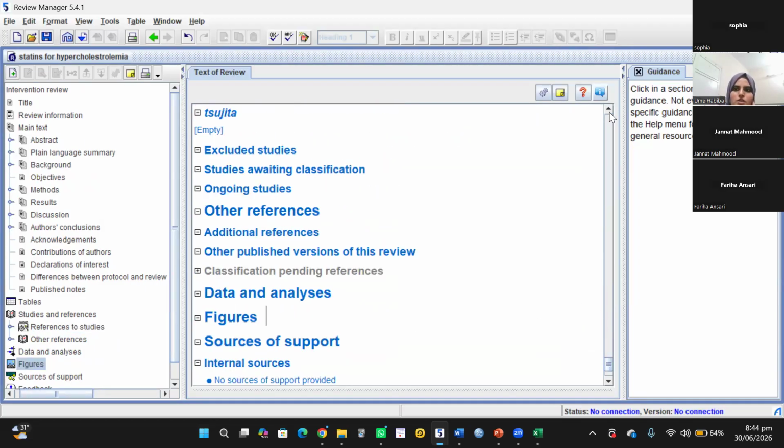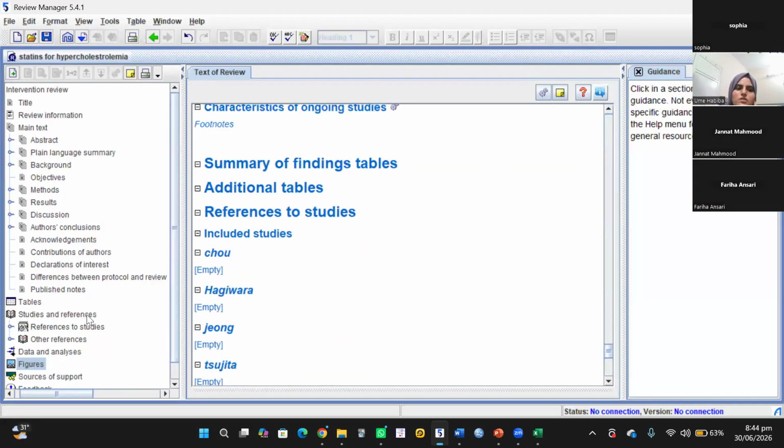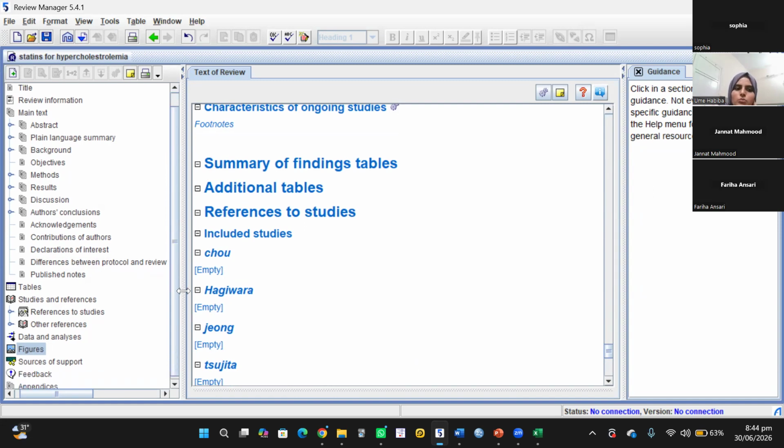What I did was I went to the heading studies and references, left clicked it, and clicked reference to studies, and I added 4 of my studies. See, under the heading of included studies, I can find all 4 of my studies, but their data is still empty. I have to put their data.